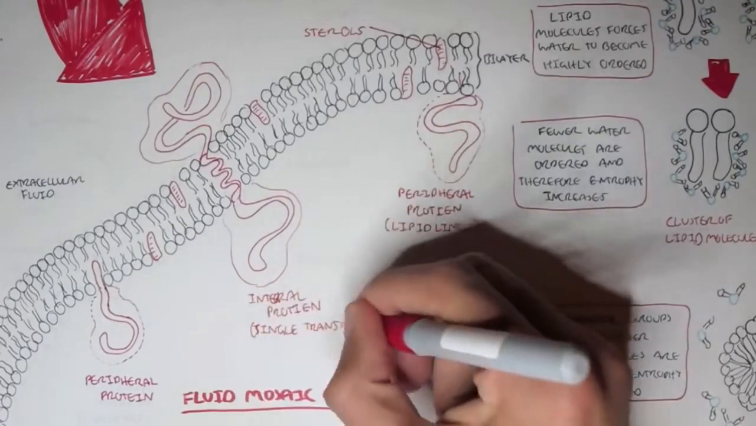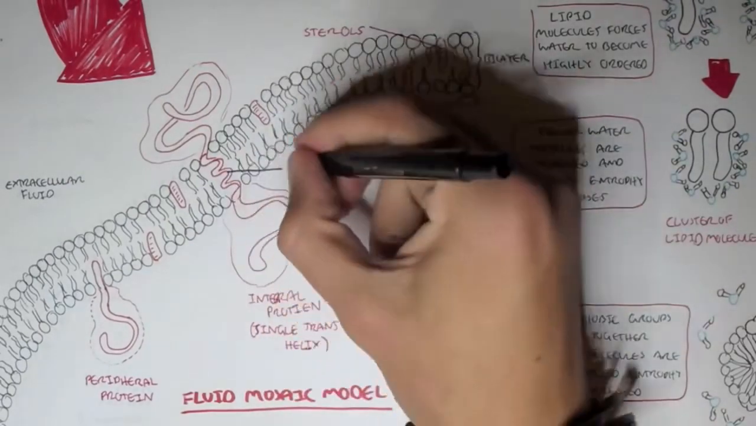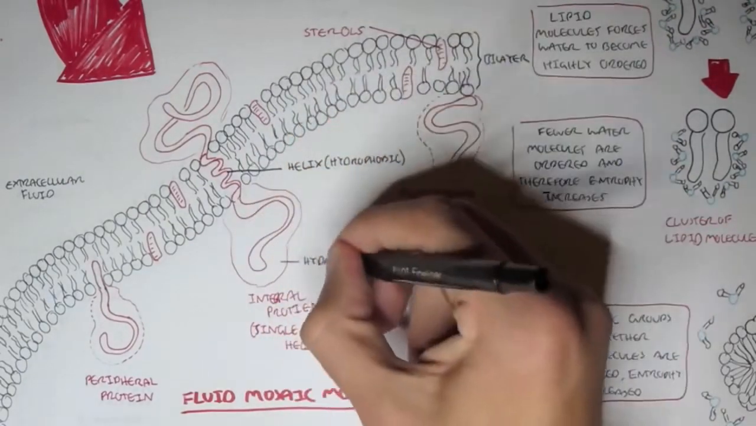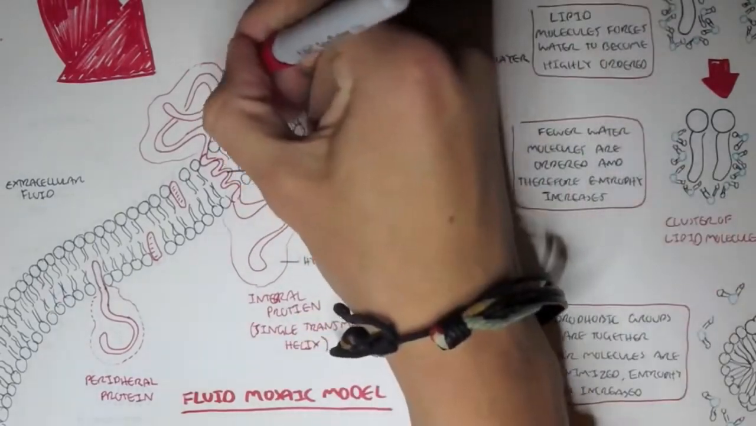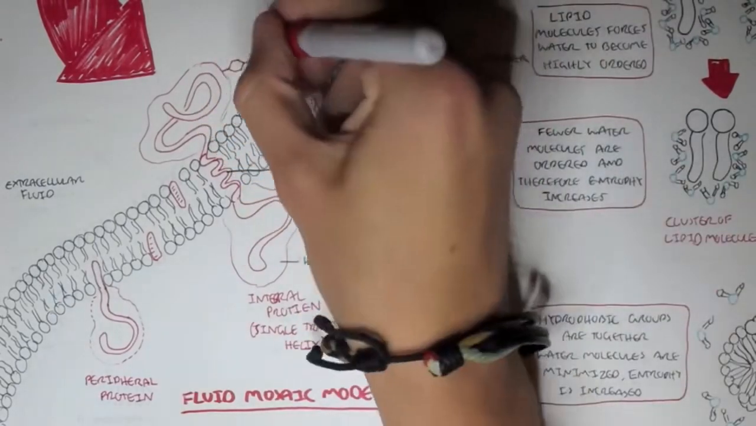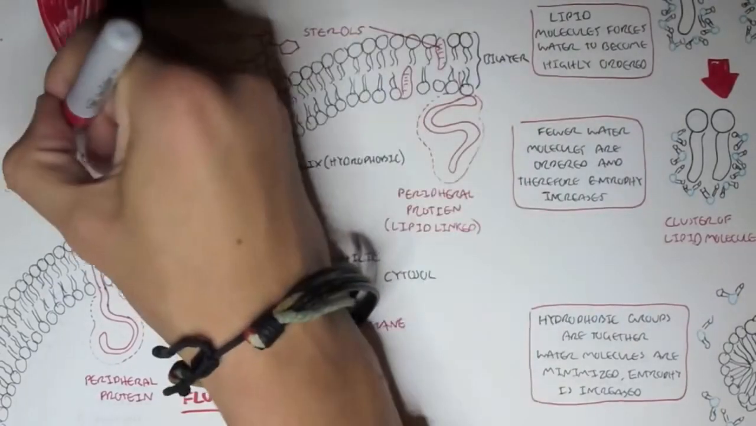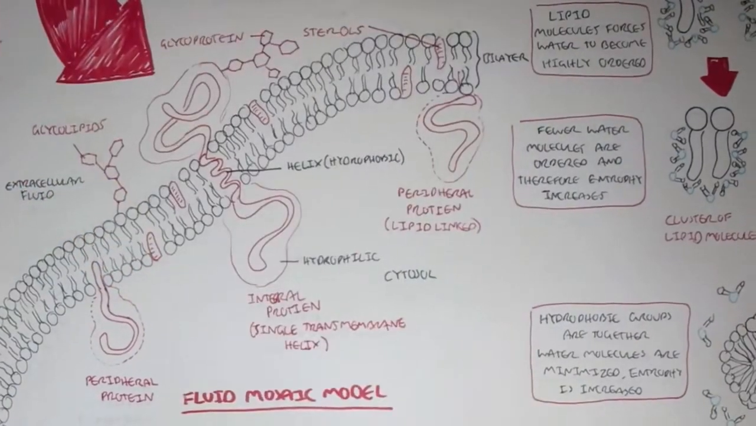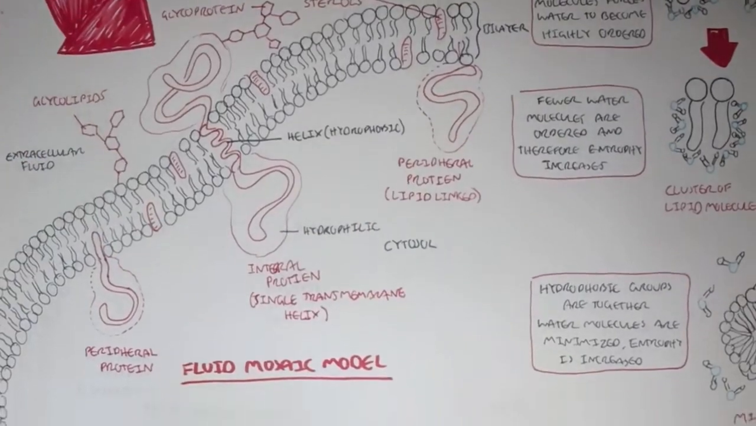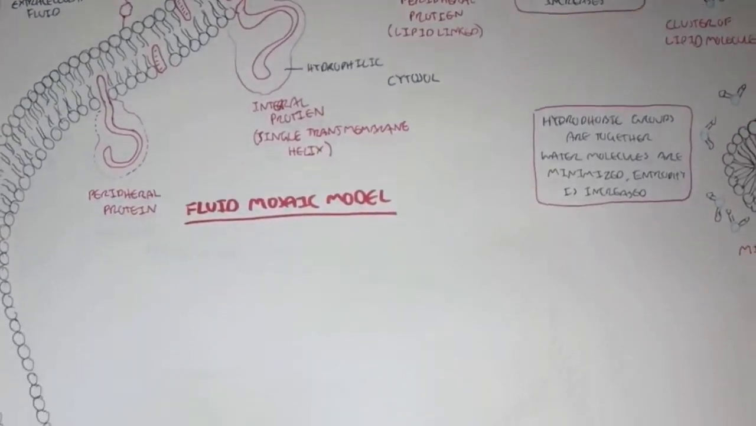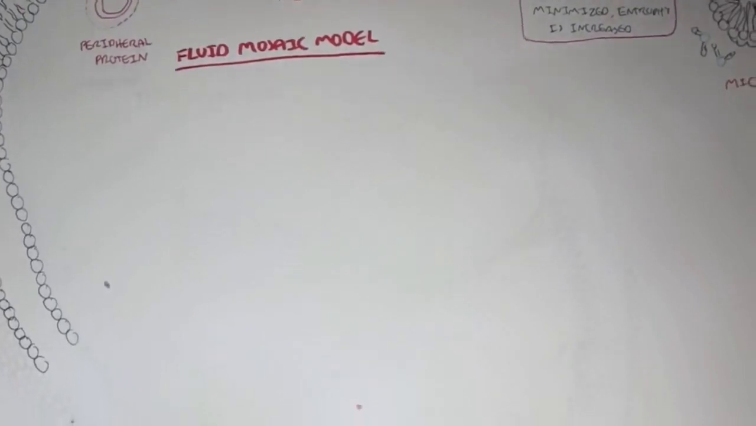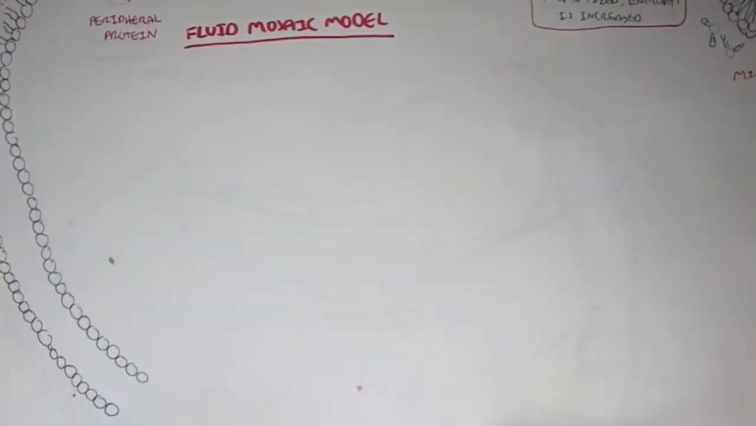And this integral protein is a single transmembrane helix, which means that it's a single helix here. And the helix is hydrophobic, and the outer parts are hydrophilic. We also have glycoproteins and glycolipids, which are carbohydrates attached to proteins and lipids. So that's all we're going to talk about on the fluid mosaic model, and we'll look at each of these structures more closely later on throughout this series.